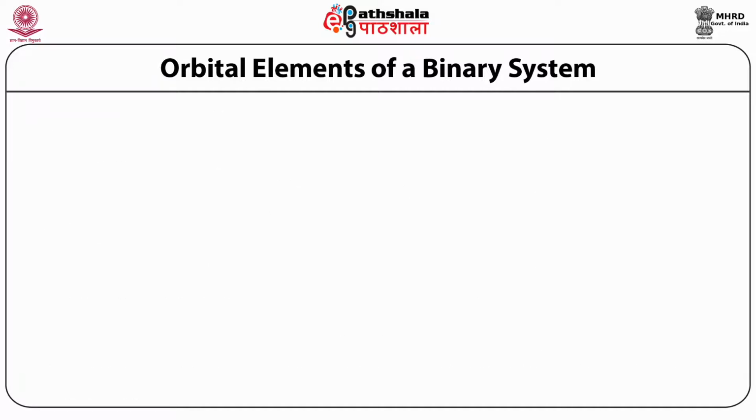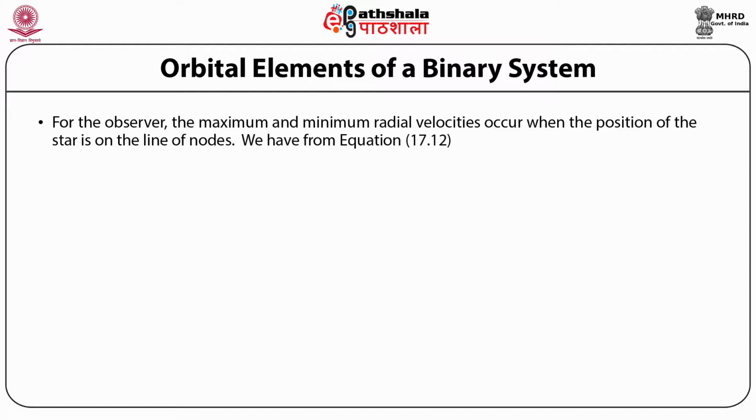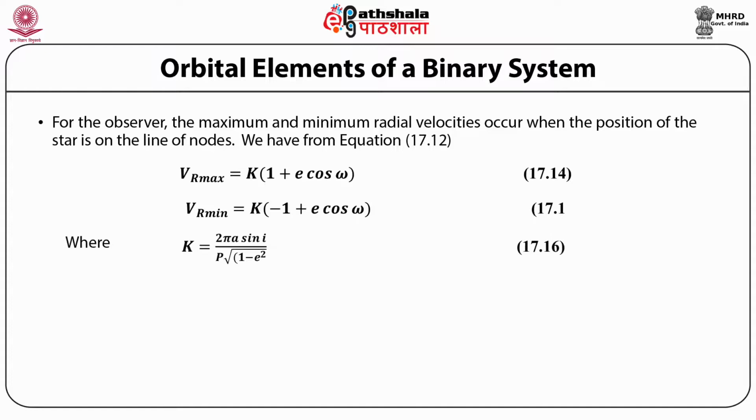So now for the observer, the maximum and the minimum radial velocities occur when the position of the star is on the line of nodes, that is, Vr max equal to K multiplied by (1 plus e cos omega), Vr min equal to K multiplied by (minus 1 plus e cos omega), where a constant K equal to 2 pi a sin I divided by P multiplied by root of 1 minus e squared. And K can also be expressed as (Vr max minus Vr min) divided by 2.